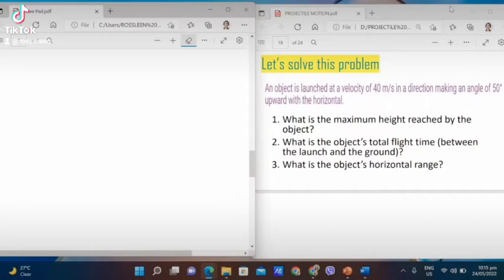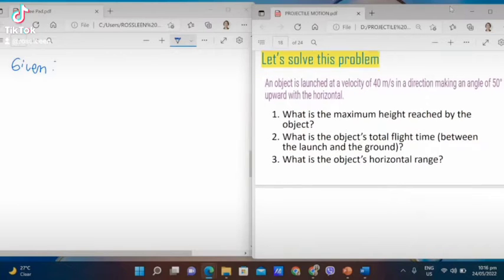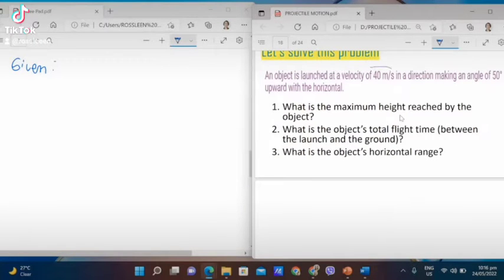I'm going to be showing you how to solve problems involving projectile motion, a motion that has two dimensions. Let's read the problem. An object is launched at a velocity of 40 m/s in a direction making an angle of 50 degrees upward with the horizontal.